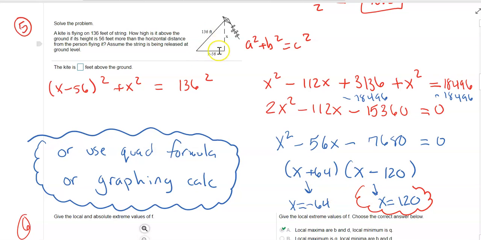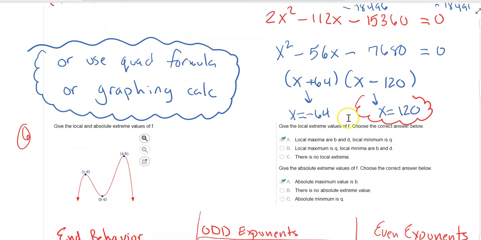And since we're talking about distance here, we can't have a negative distance. Humans don't understand what negative distance means. So we know our answer is 120 feet. We also could use the quadratic formula, or we could use your graphing calculator.